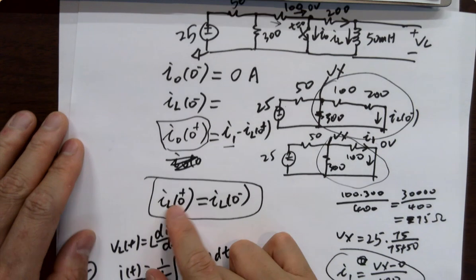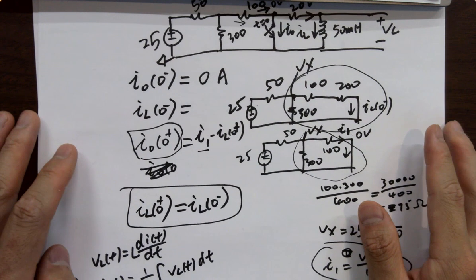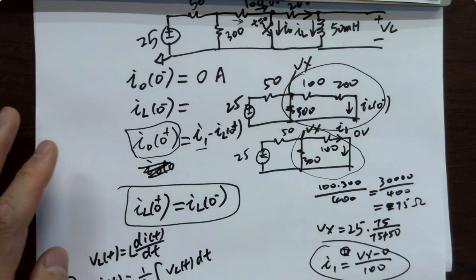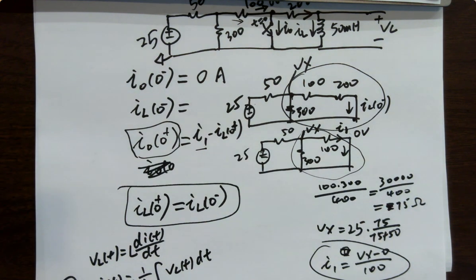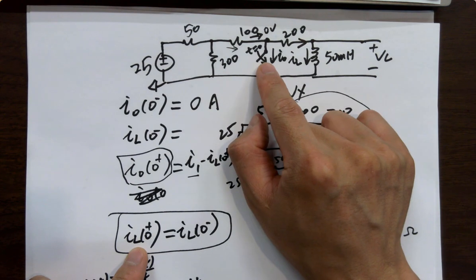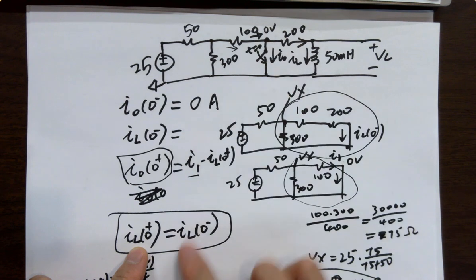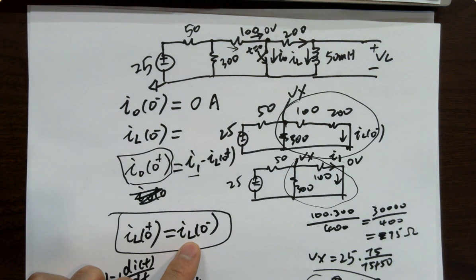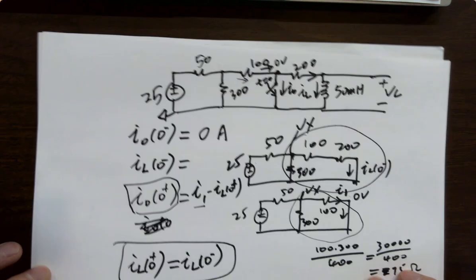What is IL0 plus? Can I describe it very quickly? I know it's simple, but just in case, just check if you are following. What is IL0 plus? It's the inductor current right after you close the switch, right? What is this? It's right before you close the switch, or you change the state of the switch. Any questions before we move forward? No?